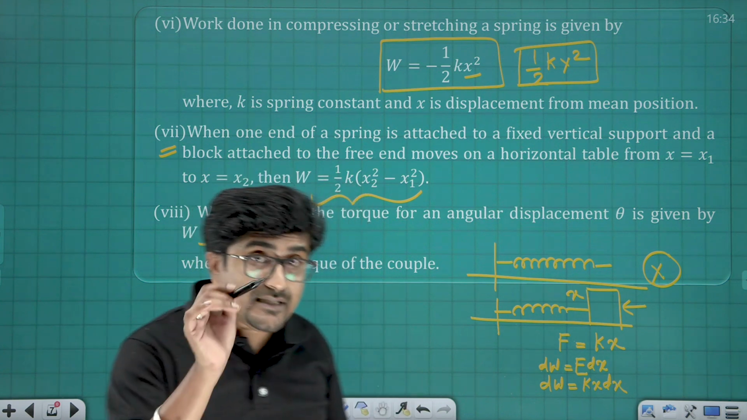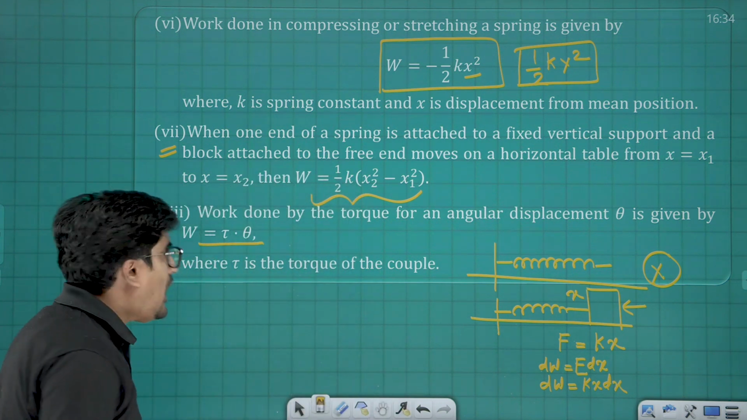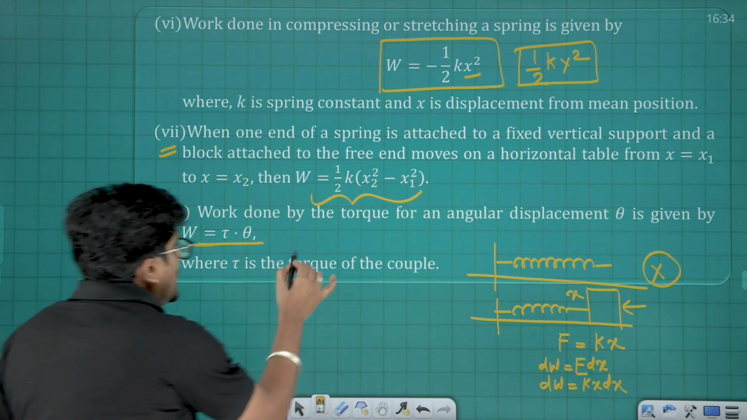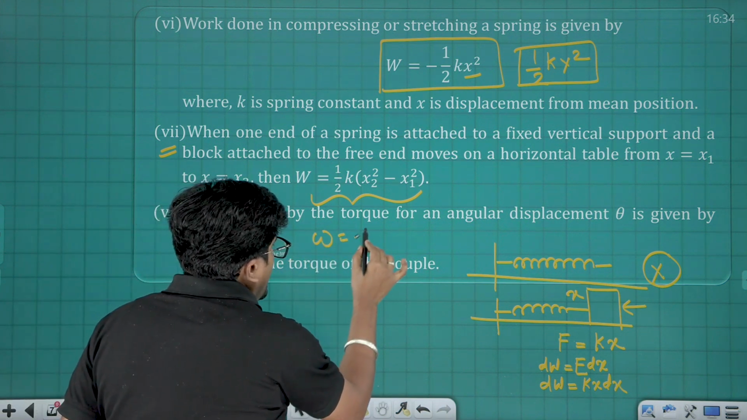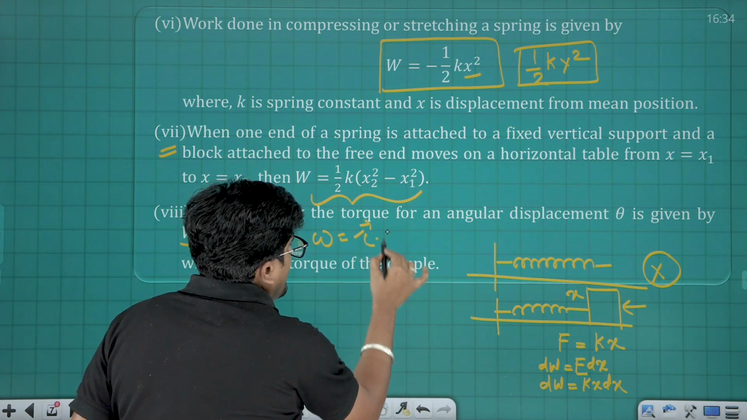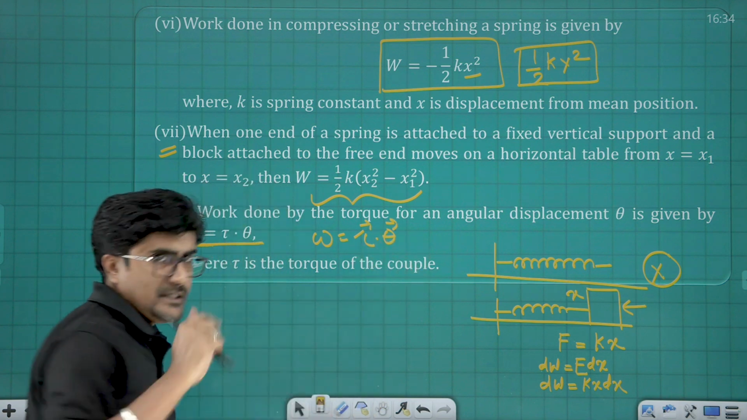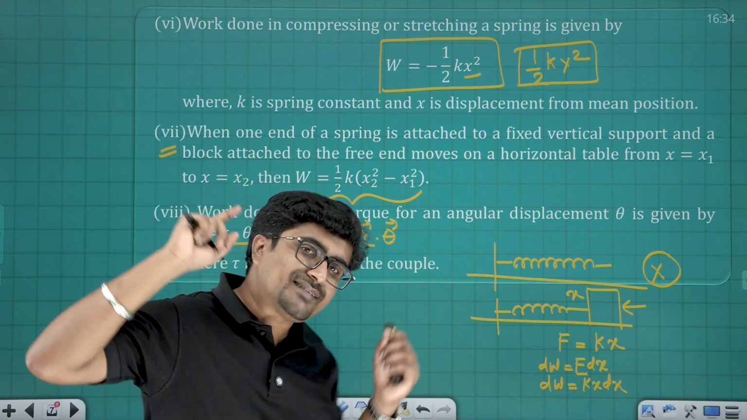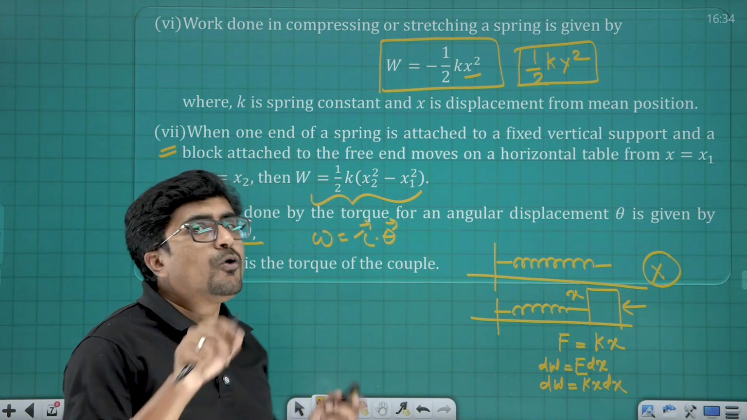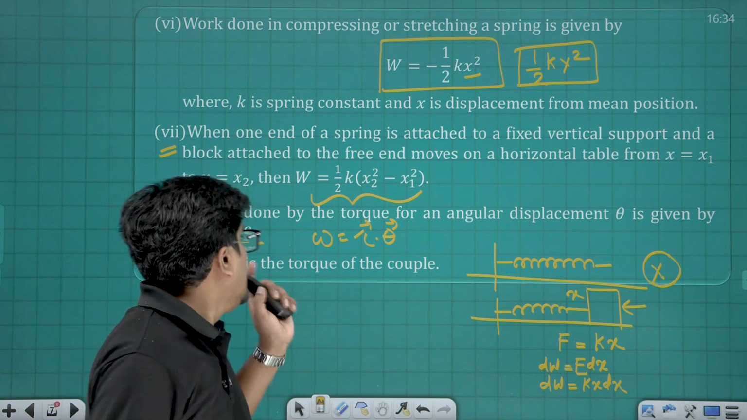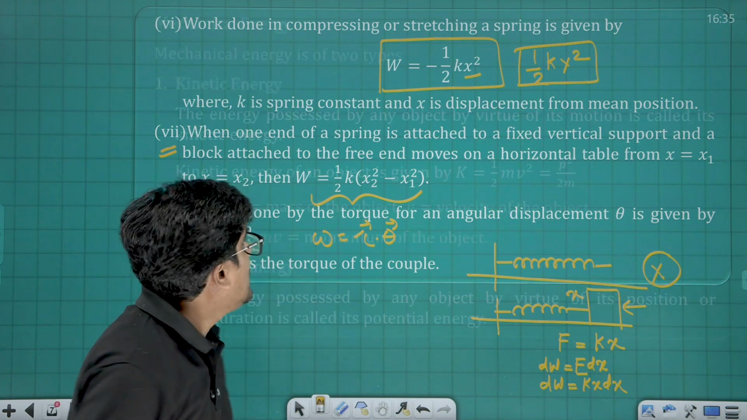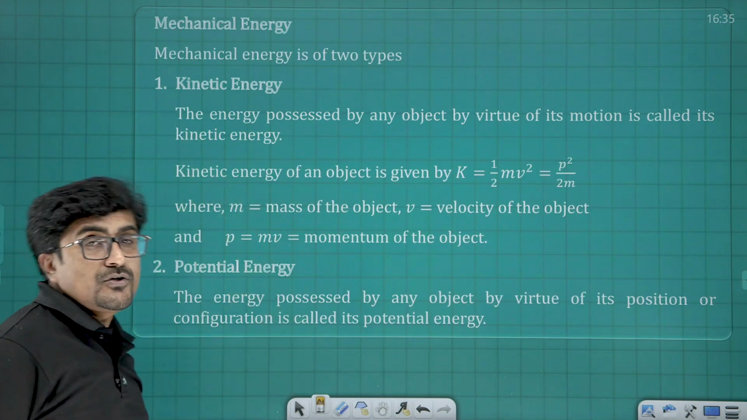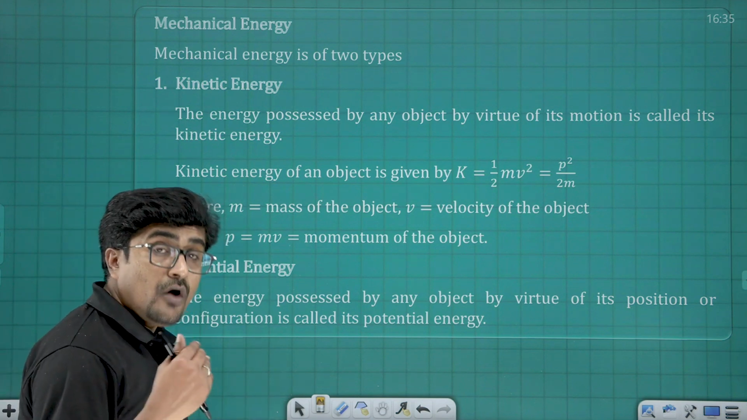Given as theta. In that condition, how to calculate the work done? Here the work done is again going to be the dot product between torque tau and angular displacement theta. There it was F dot S, here it is tau dot theta. That is the only difference. All right, so next we are going to the classification of energy.